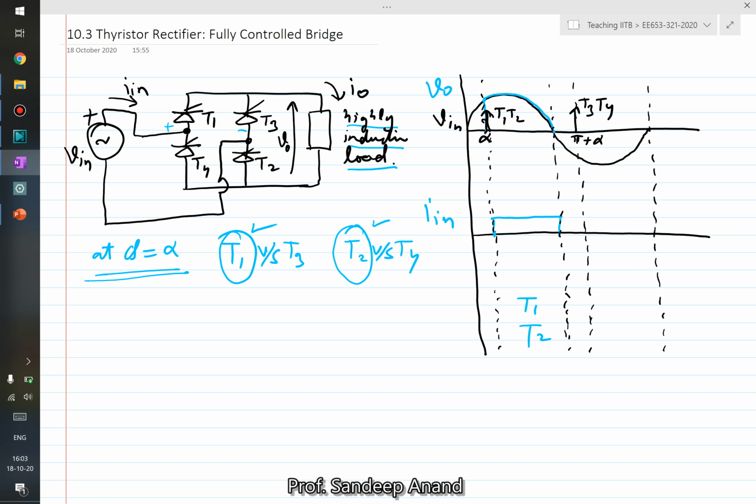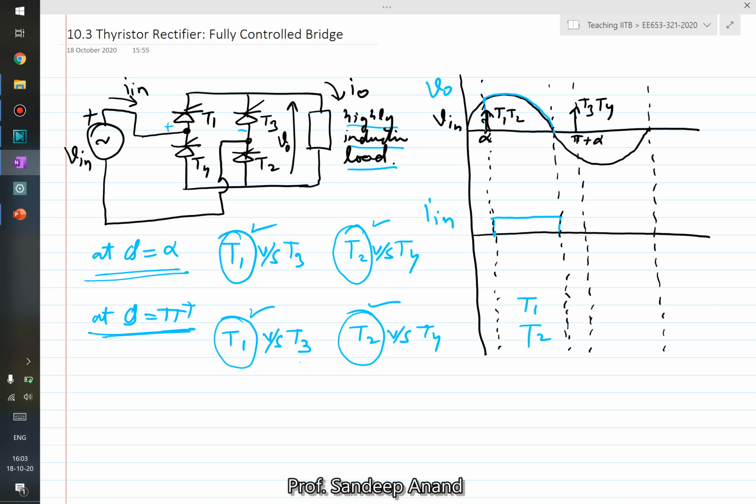So far so good. It's very similar to half control. Nothing much has changed till now. Let us see what happens subsequently. So at theta equal to pi, what happens? Again, let us think in terms of the devices, which one would conduct. Now T1 was already conducting, right? T3 we have not given a trigger pulse, we'll give it at pi plus alpha. So at pi we have not given any trigger pulse to T3. So T1 would continue to conduct irrespective of the anode potential. Similarly, among the bottom two, since T2 was already conducting and we have not given a trigger pulse to T4, T2 will continue to conduct. So here T1 and T2 will continue to conduct.